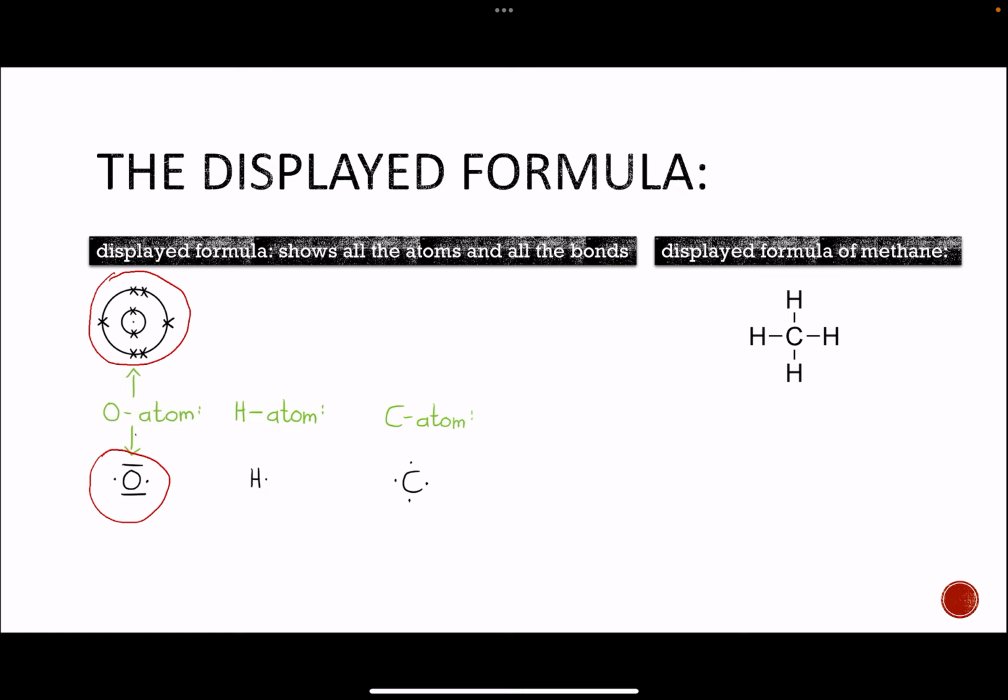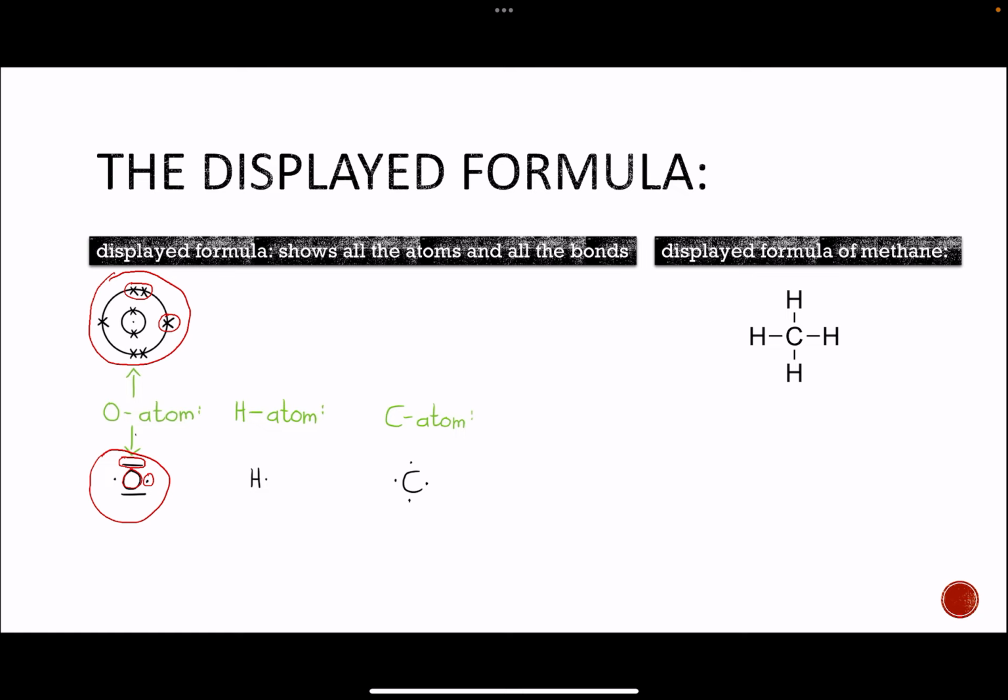And in a displayed formula, the element symbol, so in our case the O, contains the nucleus and all the inner shell electrons. So all this is put into the element symbol. And then all the other stuff around the element symbol represents what is going on in the outer shell. And in the outer shell of an oxygen atom, we have here a pair of electrons, so 2 electrons, and they are represented as a dash. And a single electron, as we can find it here, is represented by a dot.